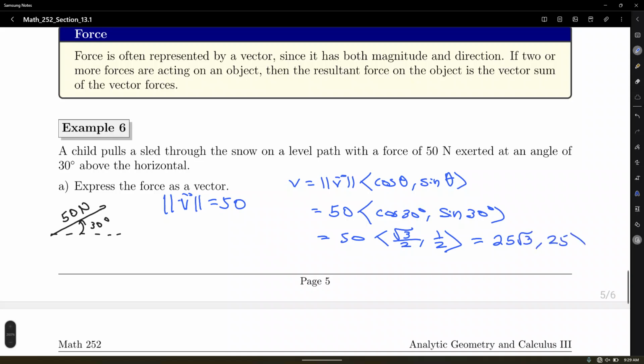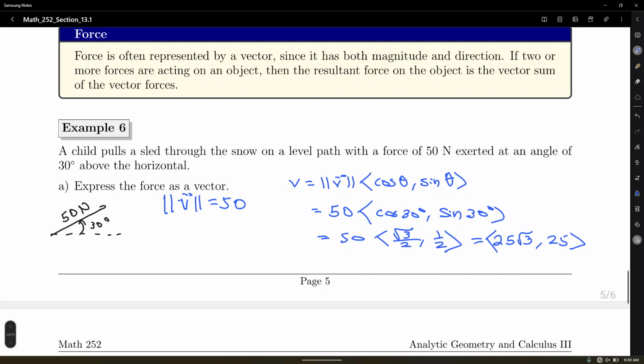and 25. So this is the vector that describes the situation, right? That means when the kid is pulling this sled, it's applying a force that is broken up into two components. In the x direction, it's undergoing a force of 25 root 3 newtons. In the y direction, 25 newtons, right?